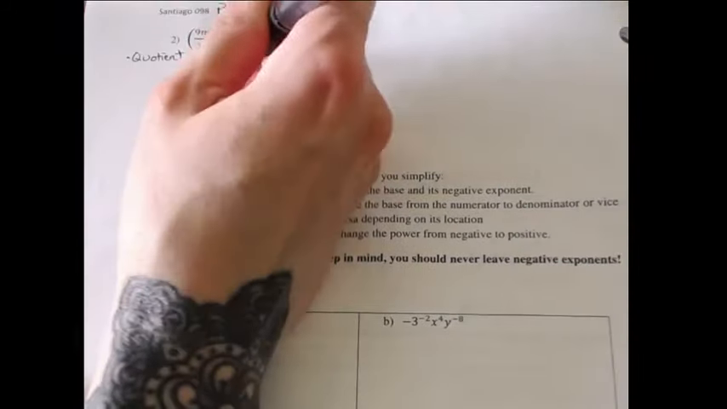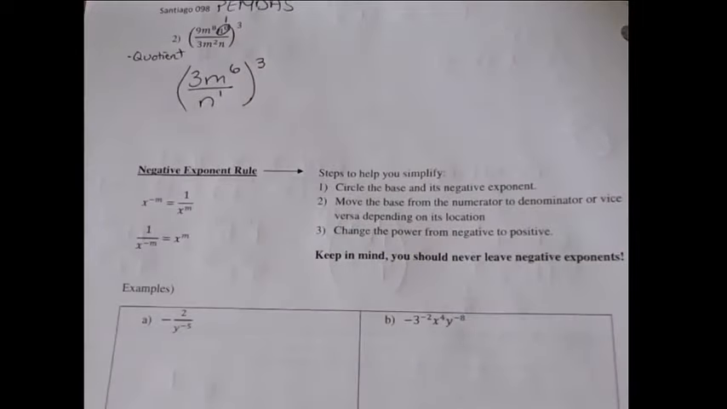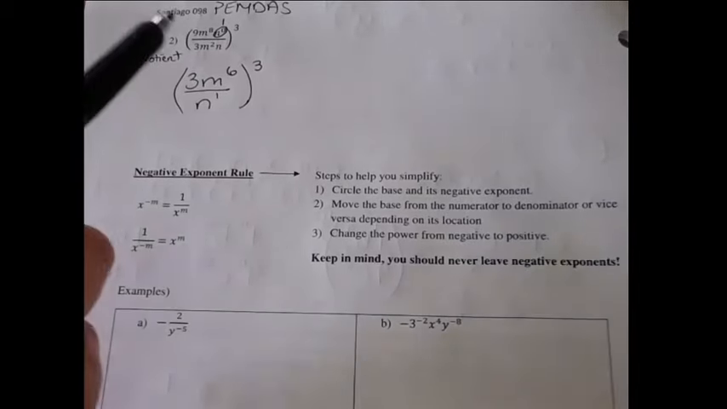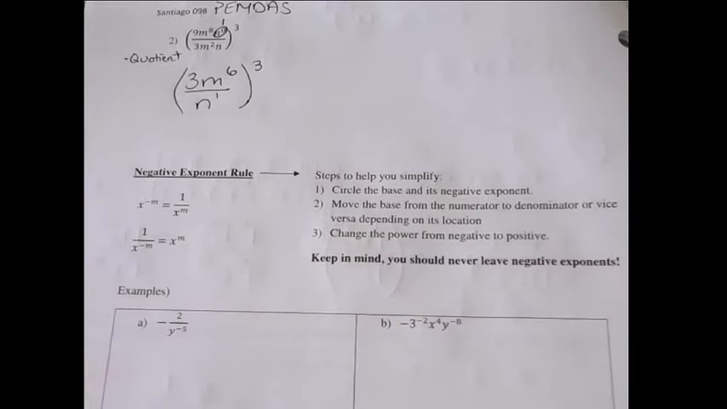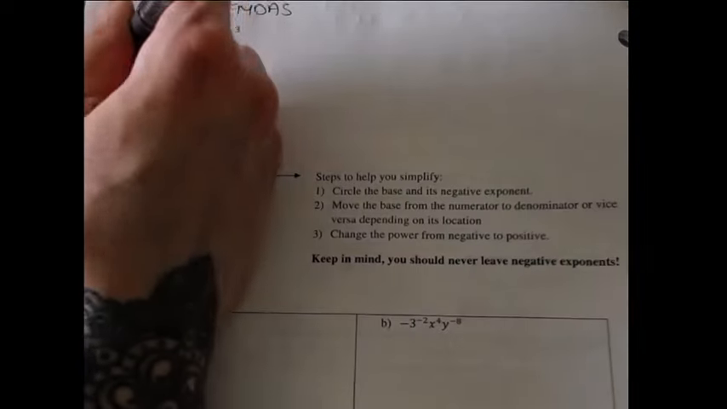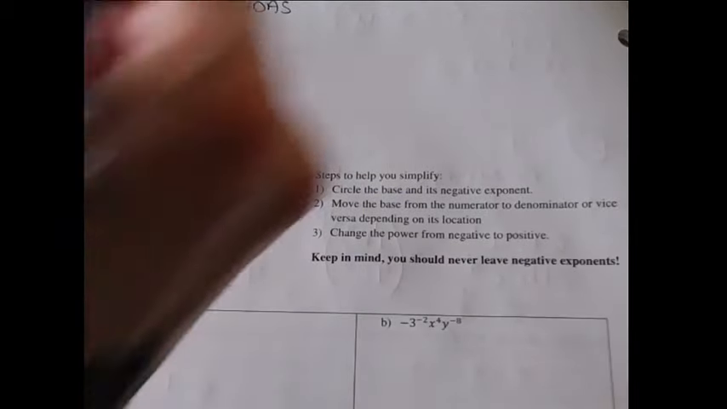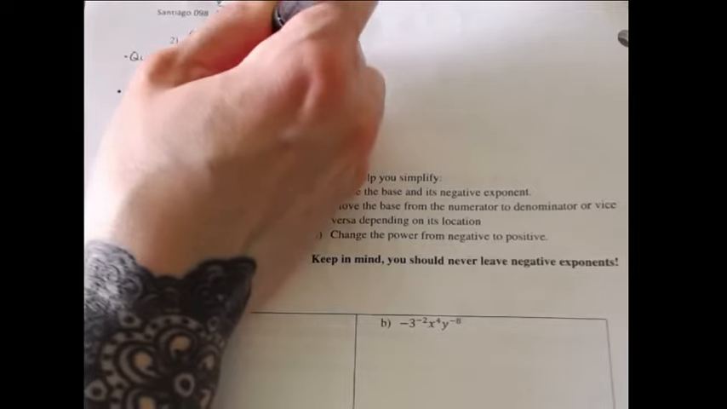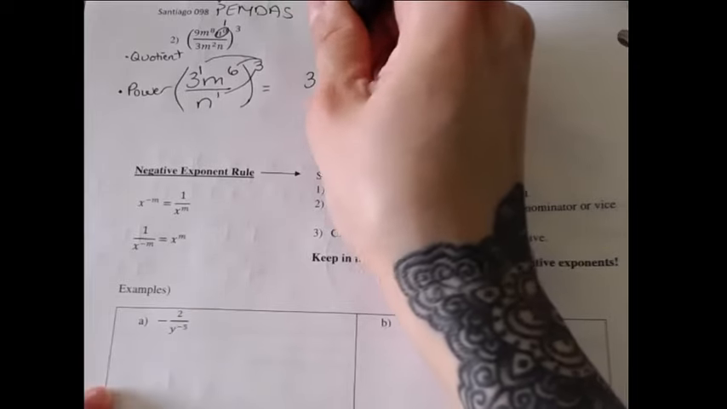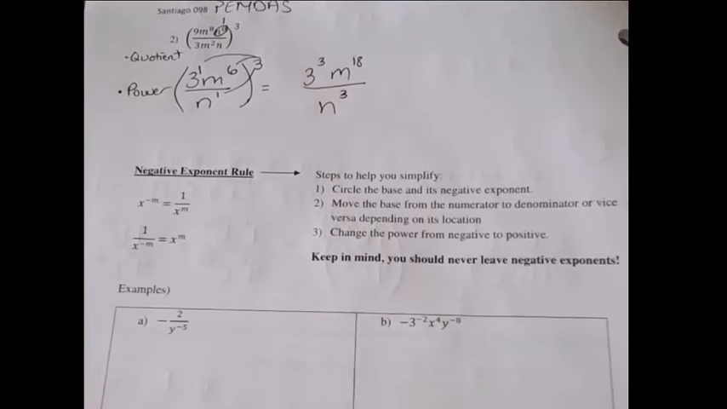Notice the entire expression is being raised to the third power. So the first thing we do is we take care of what's inside the set of parentheses. And we did that successfully. Now, every base inside the set of parentheses has a power. So this is 3 to the first, m to the sixth, n to the third. At this point, we're ready to apply the power rule. Power times power. So let's distribute power times power, power times power, power times power. That gives us 3 to the third, m to the 18th, all over n to the third.